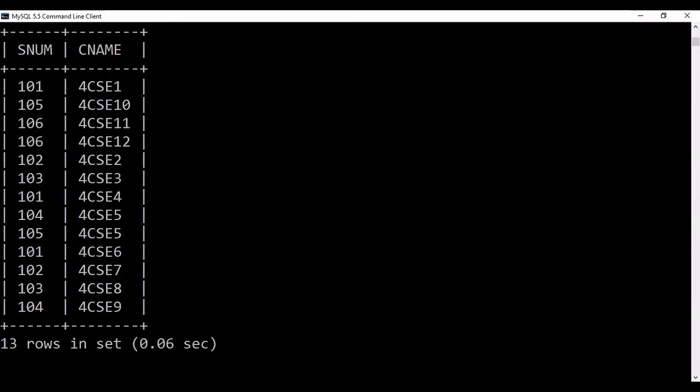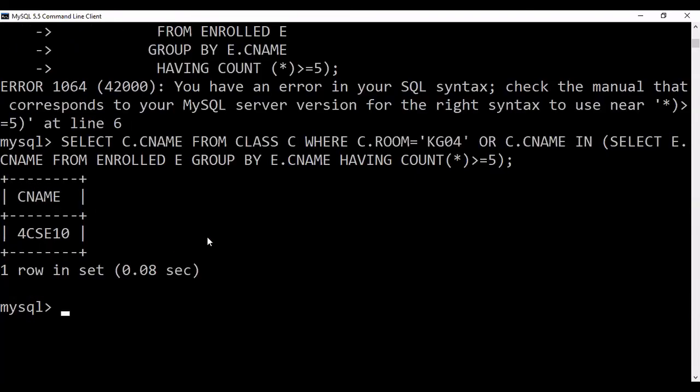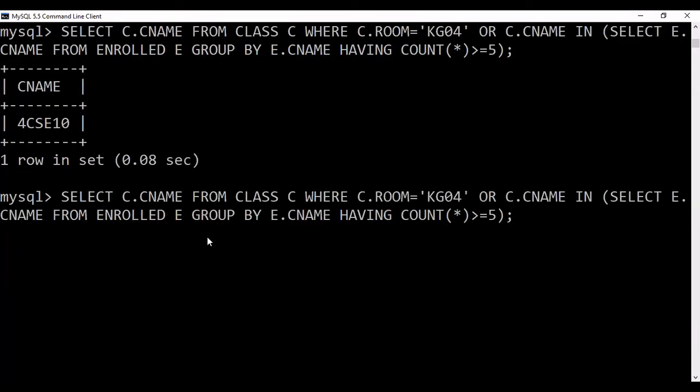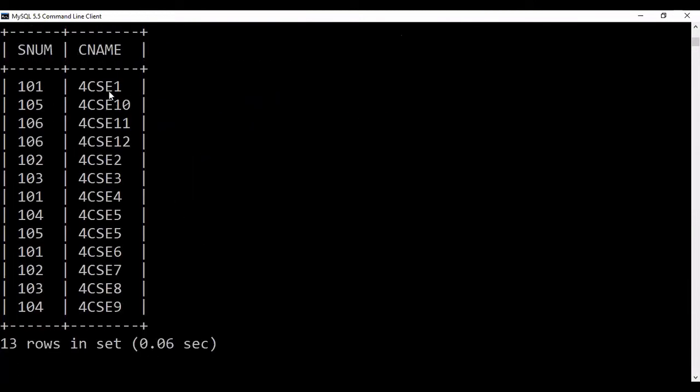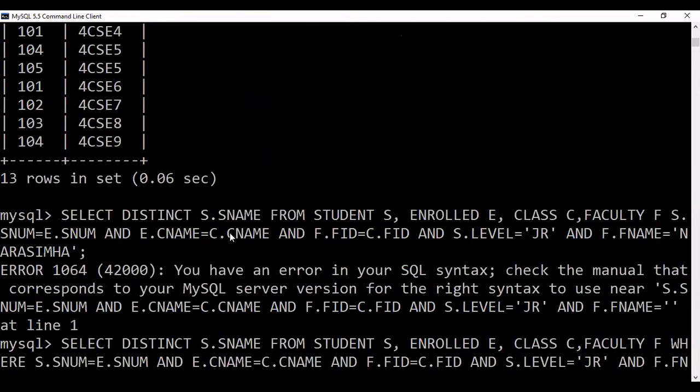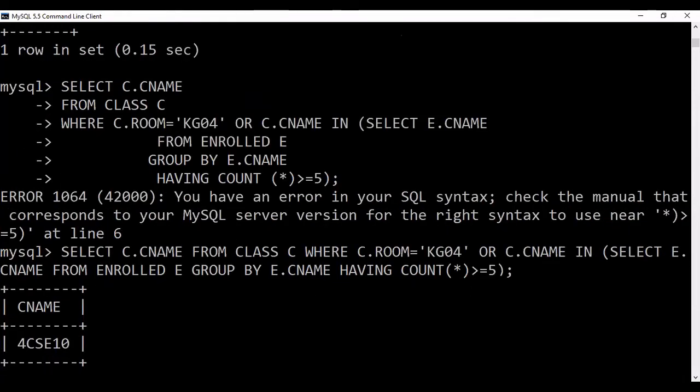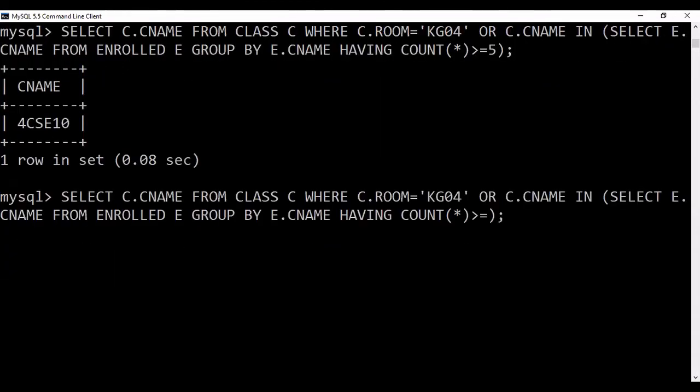So if I now change this, it is not greater than or equal to 5, I'm changing this to greater than or equal to 2, then I'll get 101 also. So 101 means, which course? You can see here, this course is assigned with 4 CSE 1. This 4 CSE 5 is the course assigned with 2 students. So that's why I'm putting greater than or equal to 2, then I'll get 4 CSE 5 also.